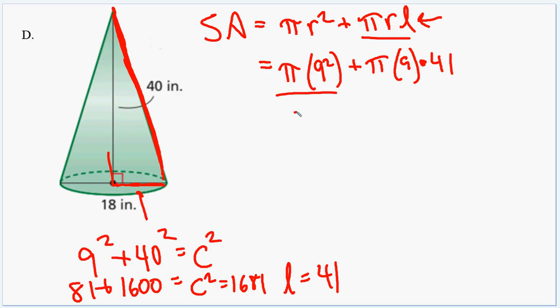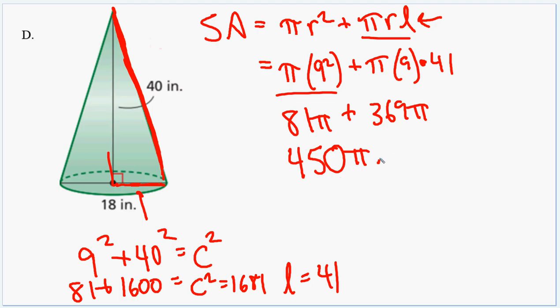So let's see, 9 squared, that's 81, and we got a pi. Plus 9 times 41 is 369 pi's. And if we add those together, we get 450 pi inches squared. And if we use our pi key on the calculator, we get 1,413.7 inches squared.